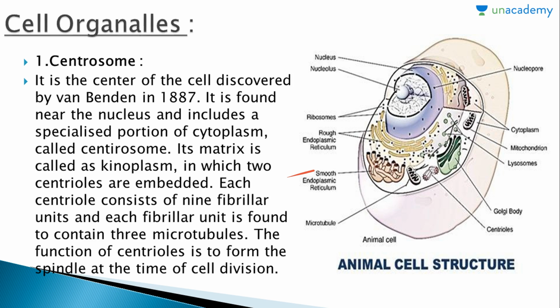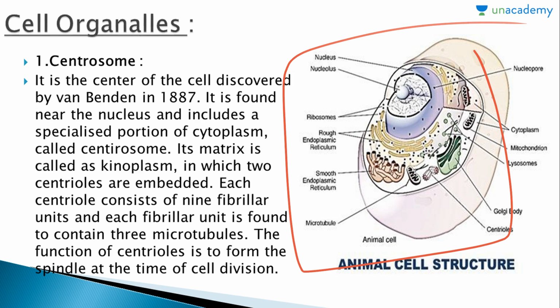Each centriole consists of 9 fibrillar units, and each fibrillar unit is found to contain 3 microtubules. Okay. The function of centrioles is to form the spindle at the time of cell division. This is a diagram of an animal cell. You can refer to it for having a better understanding. Okay.